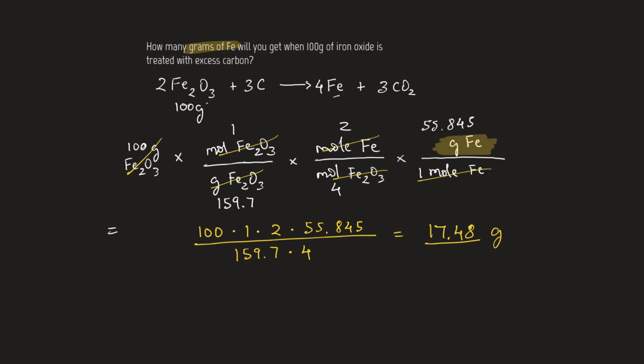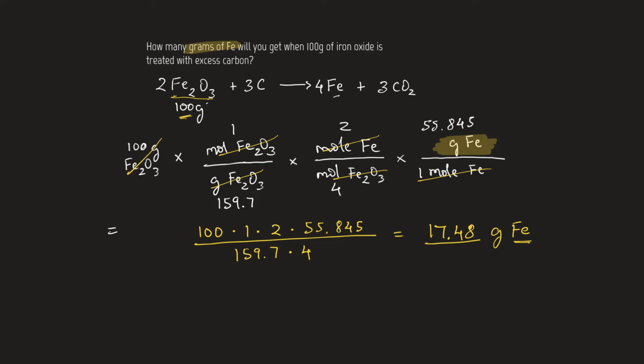Now let's pause for a second here and really think about what this answer means. It means that if you start off with 100 grams of iron ore, which is iron oxide, it contains 17.48 grams worth of iron. So you need a whole lot of iron ore to get a relatively small amount of iron metal, which makes sense because iron is just a small part of this whole formula.